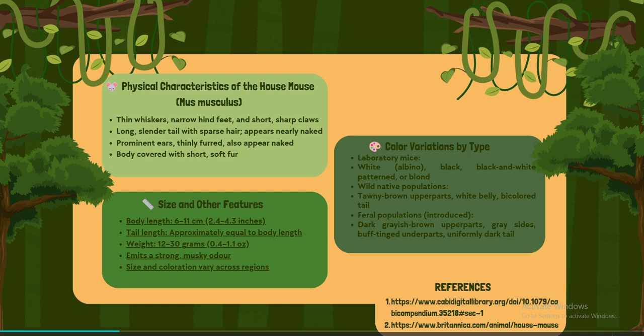And now these are the physical characteristics of the house mouse, Mus musculus: color variation by type, size, and other features.